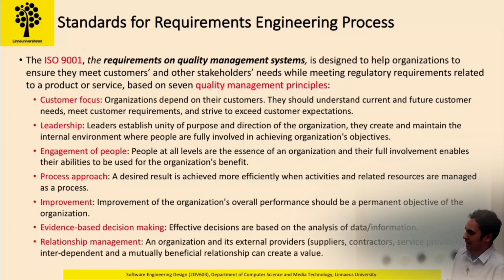And also the relationship management. So if you have improvement, if you have engagement of people, if you have process approach, if you have all the quality concerns defined by ISO, but you don't have good relationships with the vendors, for example, or other external stakeholders like contractors or service providers that you are relying on to get their service to develop a system, it will also not help to improve the quality of your product, because you also need to maintain good relationships with your external stakeholders.